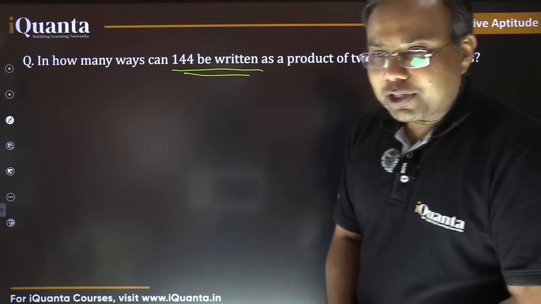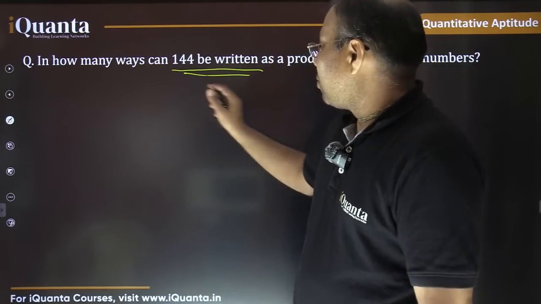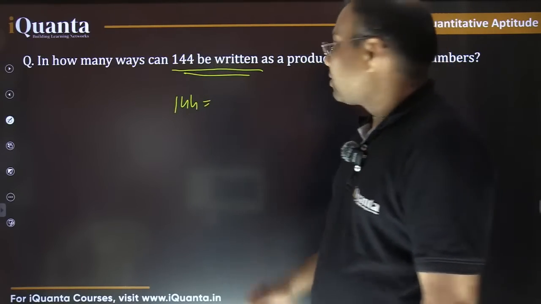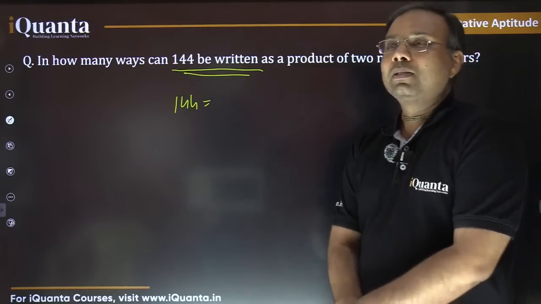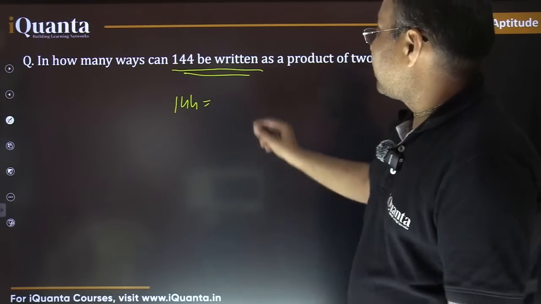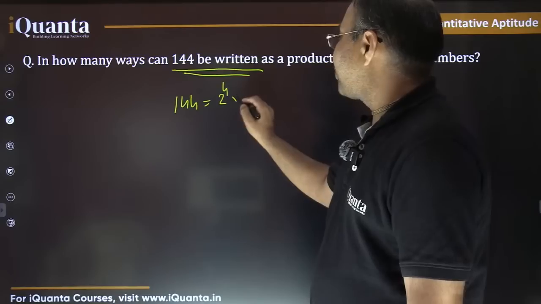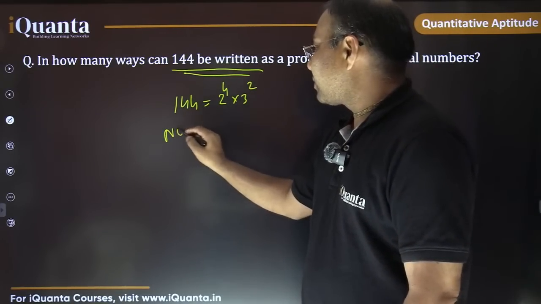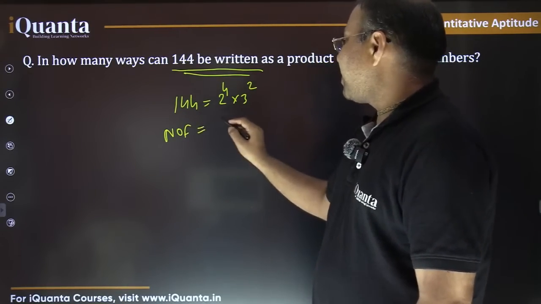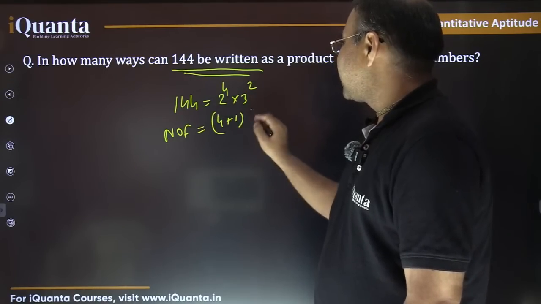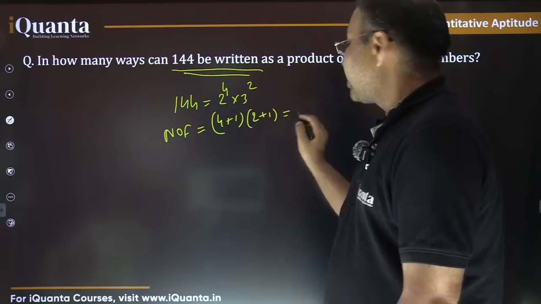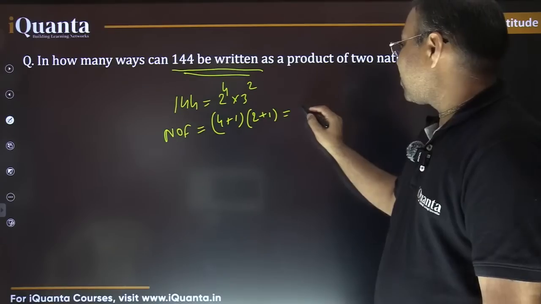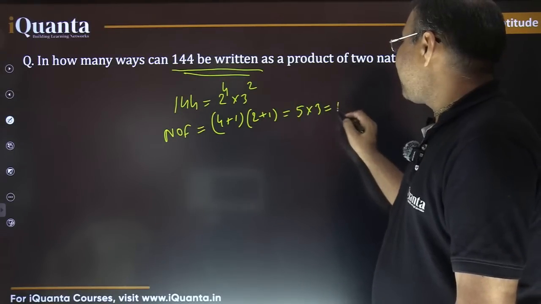It's again a similar question, isn't it? So the first step, we need to calculate the prime factorization of this number. What is the prime factorization here? It is 2 power 4 into 3 square, right? And what is the number of factors? That will be (4 plus 1) into (2 plus 1). Yes or no? So this is 5 into 3, that is 15. So there are 15 factors.